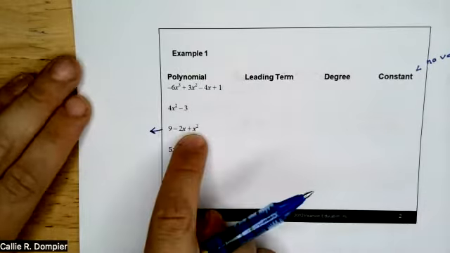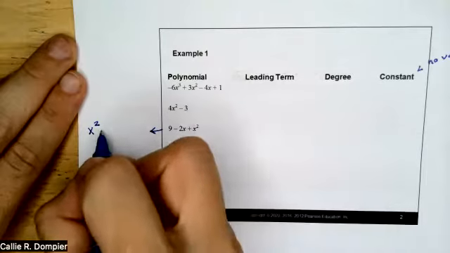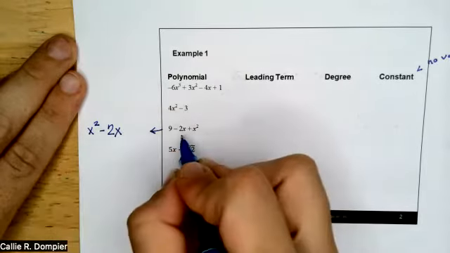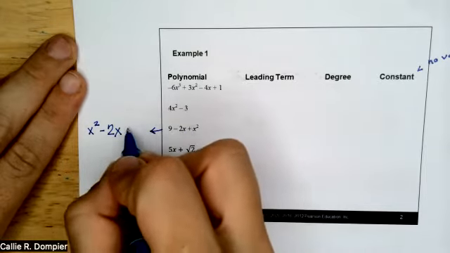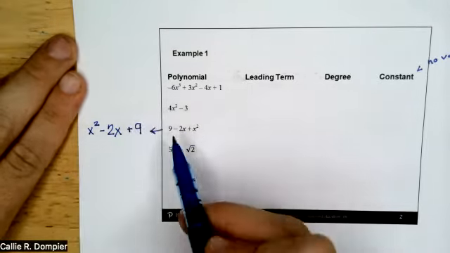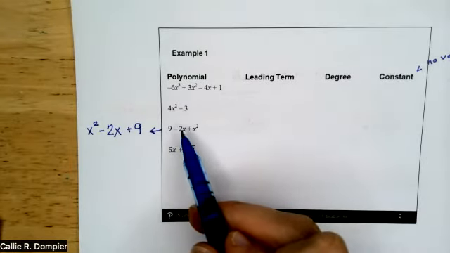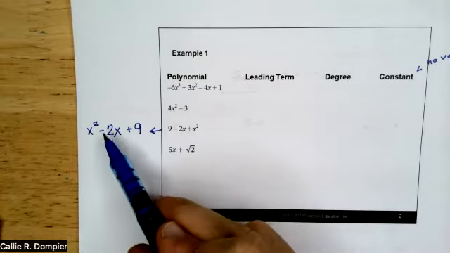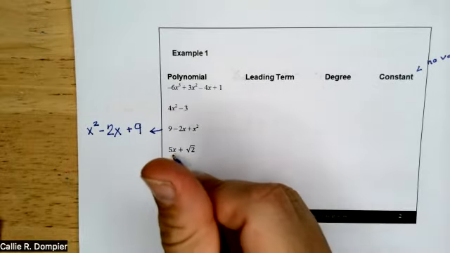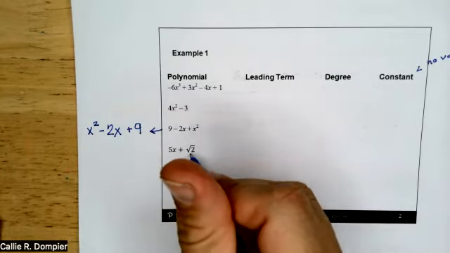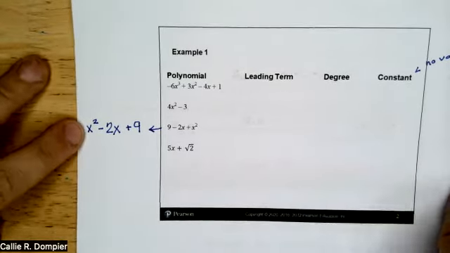So the largest exponent is the squared. Then we have x to the 2nd power, then we have x to the first power, and then we have a constant. The constant does not have a negative in front of it, so it's a plus. The minus 2x, the minus stays with the 2. And then here we have x to the first power, and then the constant is the square root of 2. So this is the only one that was not in standard form.